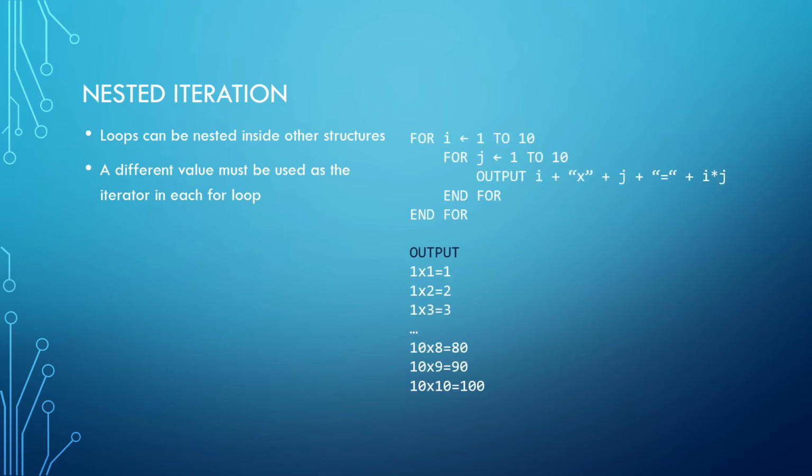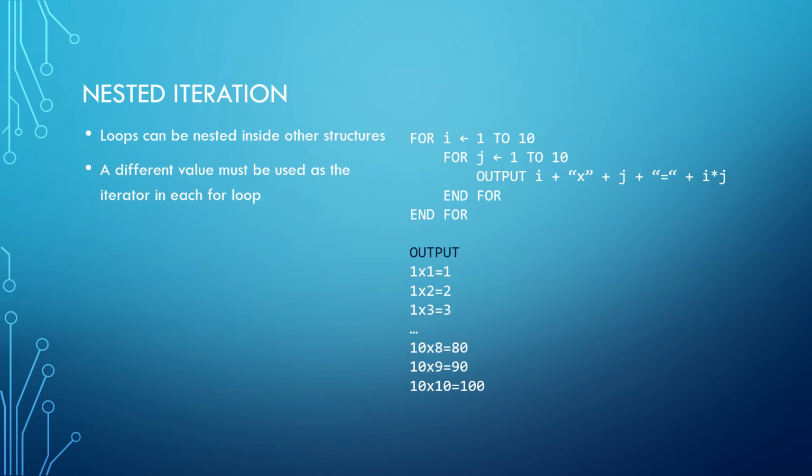If we look at this example of a nested for loop here, i first takes the value of 1, then j takes the value of 1, so the output is 1 times 1 equals 1. Then j becomes 2. The output is 1 times 2 equals 2. This carries on up to 1 times 10 equals 10.